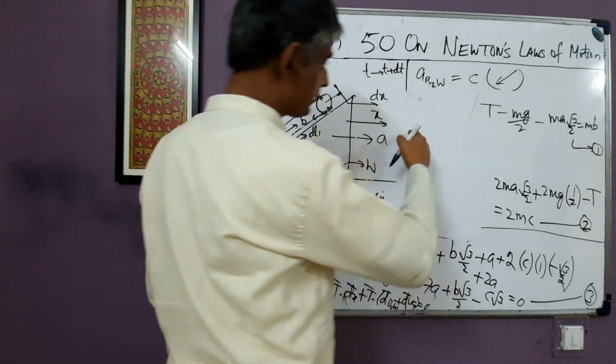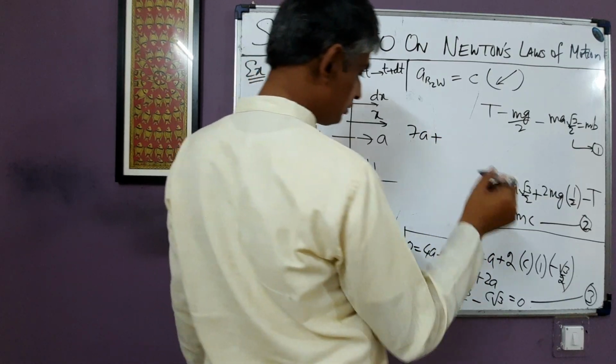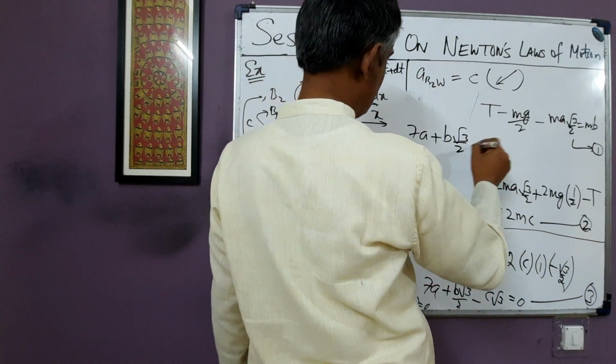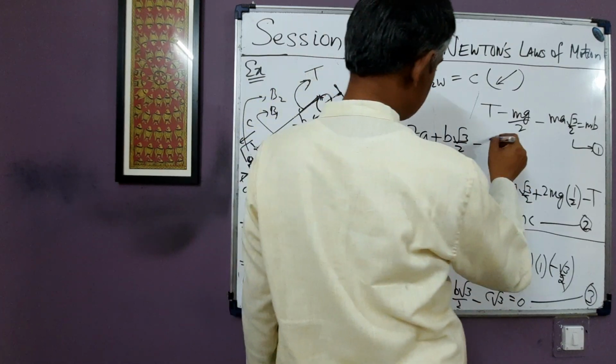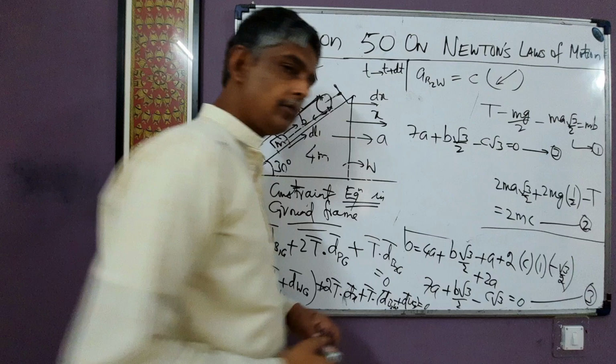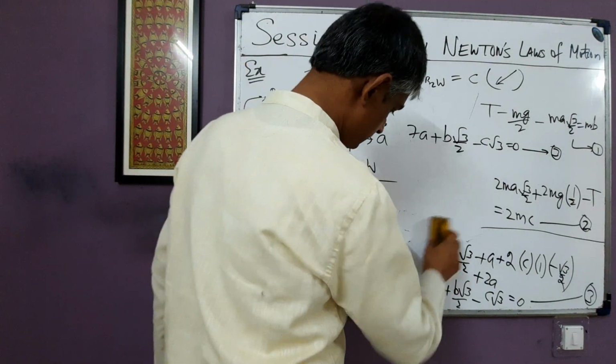So write this equation here. So 7a plus b root 3 by 2 minus 2c root 3 minus c root 3 is 0. This is the third equation I have written here. Alright.